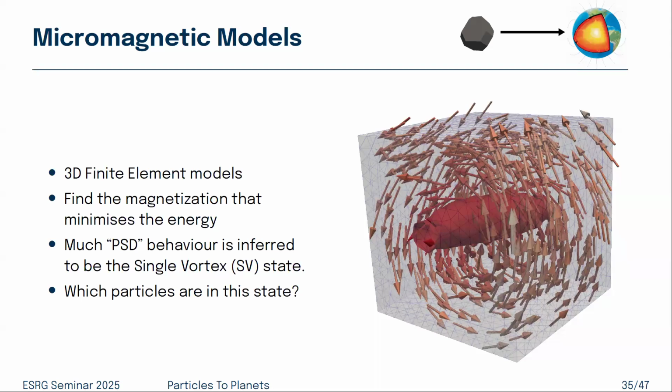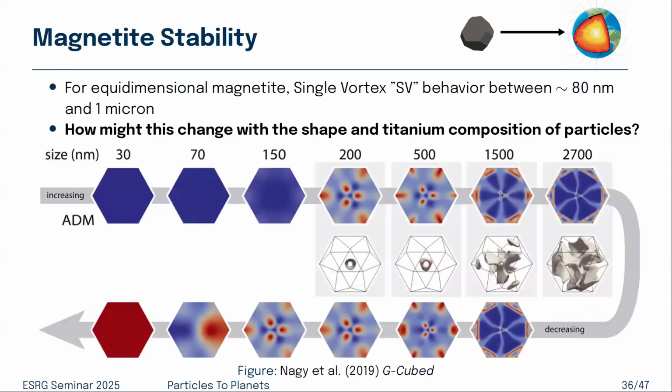So a question you might have is, okay, we know that this happens as you increase the size, but at what sizes? When does this happen? One of the best studies on this has been done by our very own Louis Néel, and he calculated these micromagnetic models, minimum energy states of particles, by minimizing the energy, making the particle bigger, minimizing the energy again, making the particle bigger, and so on.